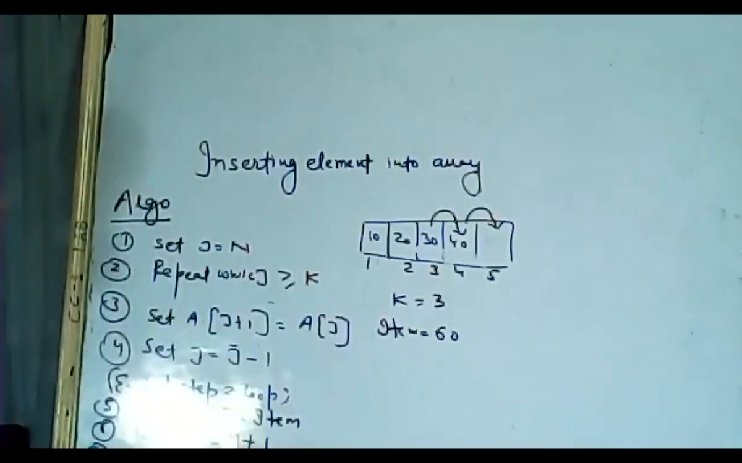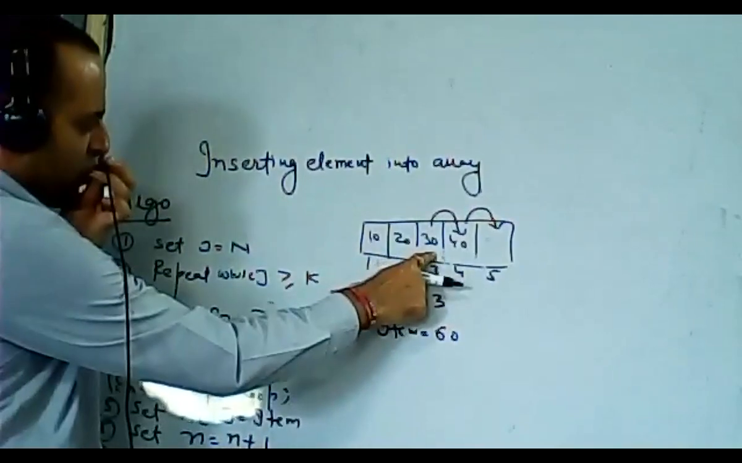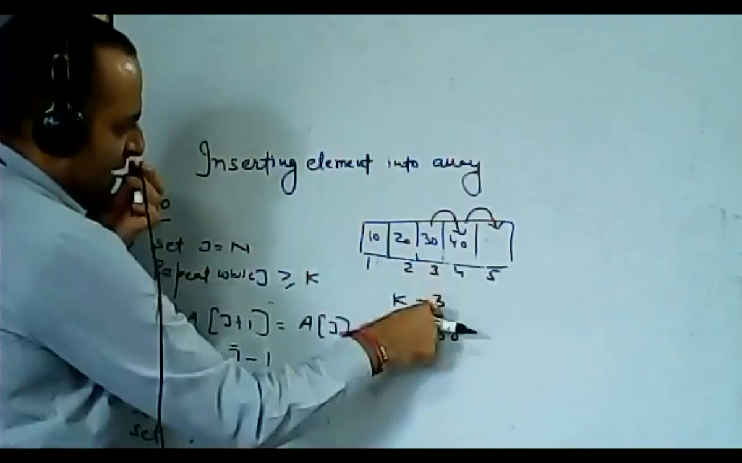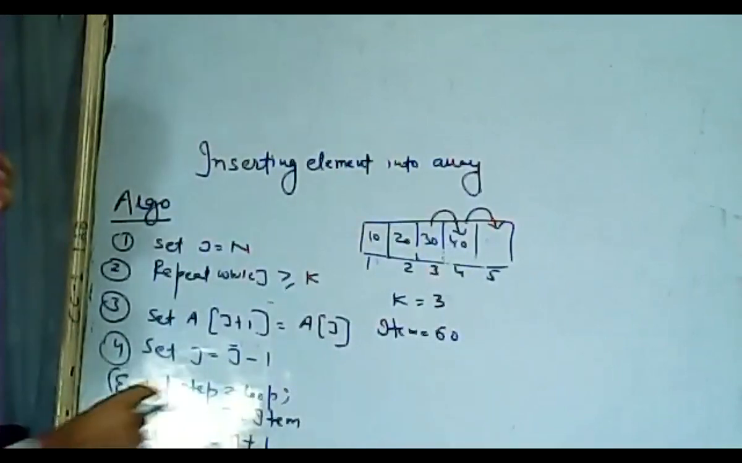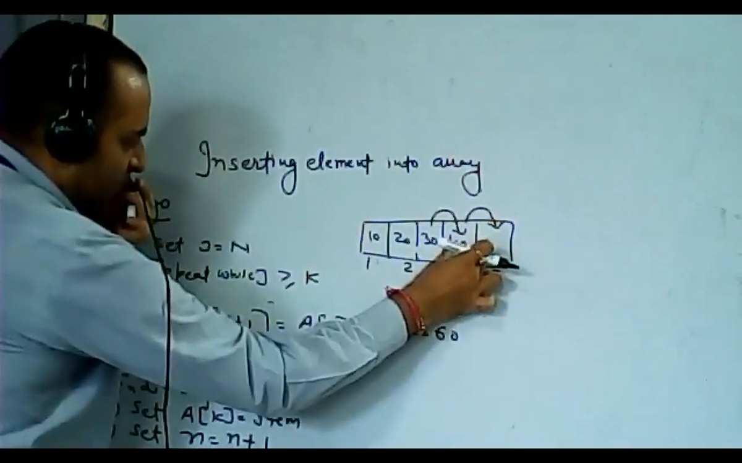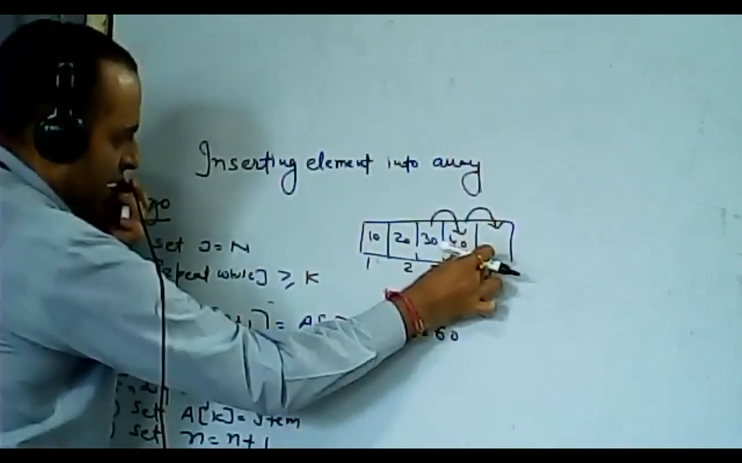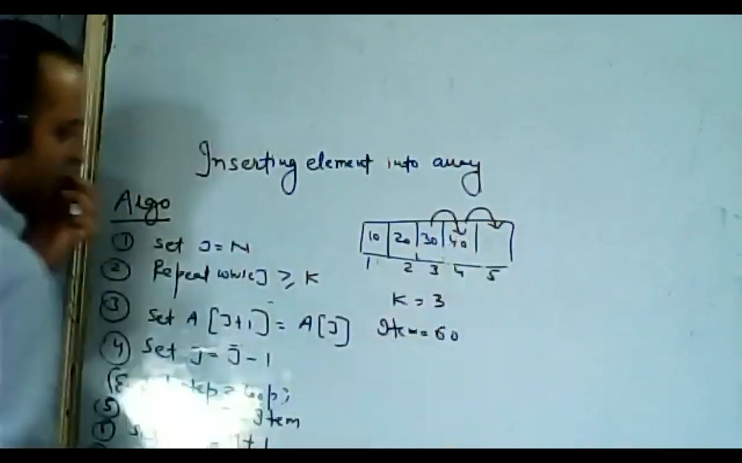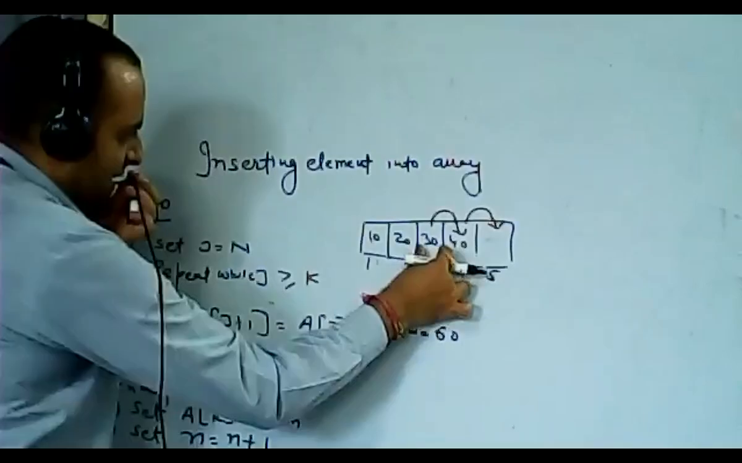No problem. So I told you, on the third position, if I want to insert 60, 40 has to be here, 30 has to be here. Then I can put 60 here. But my movement of these variables to these positions will start from here. First I will move this to here and then this to here. If I started the movement from here, 30 would be here and 40 would be overwritten. 40 would be lost. So 40 has to be moved first. Then 30 has to be moved here.